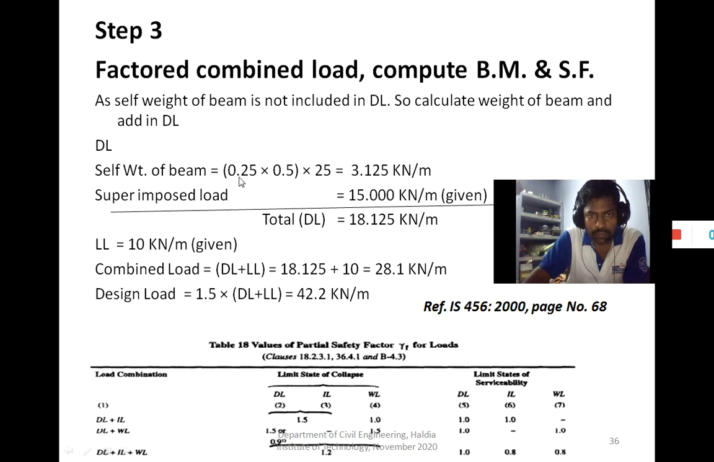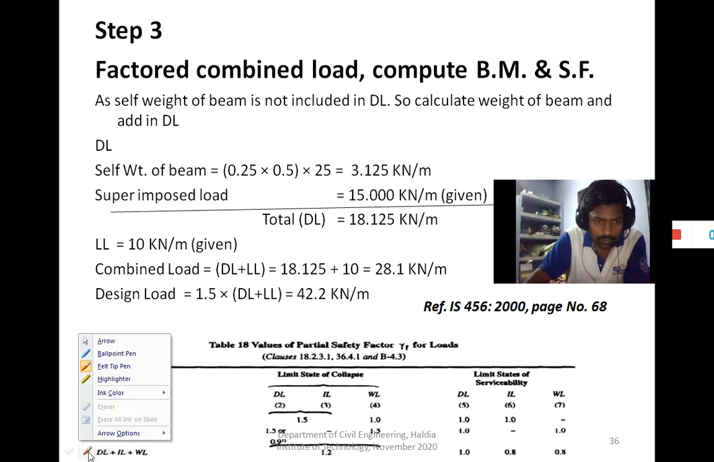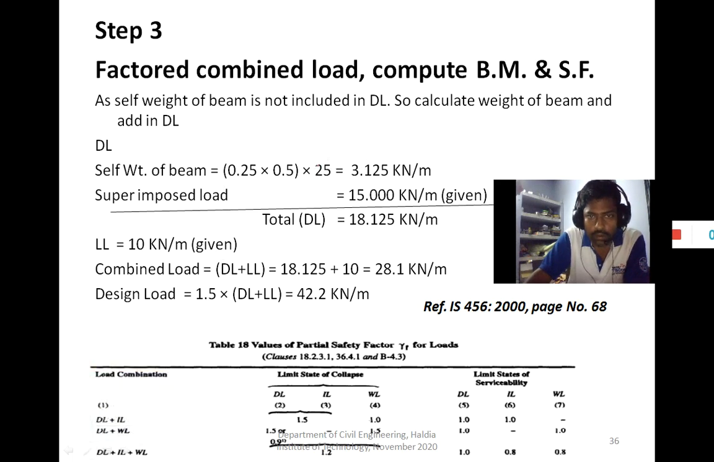So the self weight of the beam: this is the size of the beam, overall depth 500 into 250. 250 is the width of the beam and 500 is the depth of the beam. That we multiply with the unit weight of reinforced concrete, RCC. So what is the unit weight of RCC?